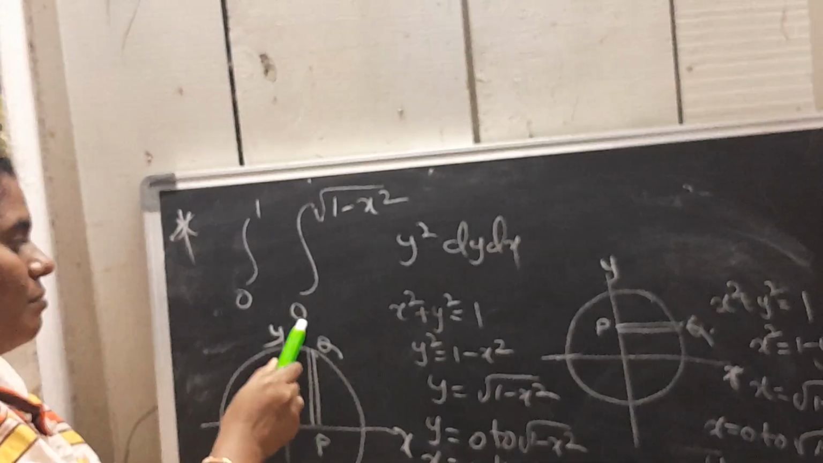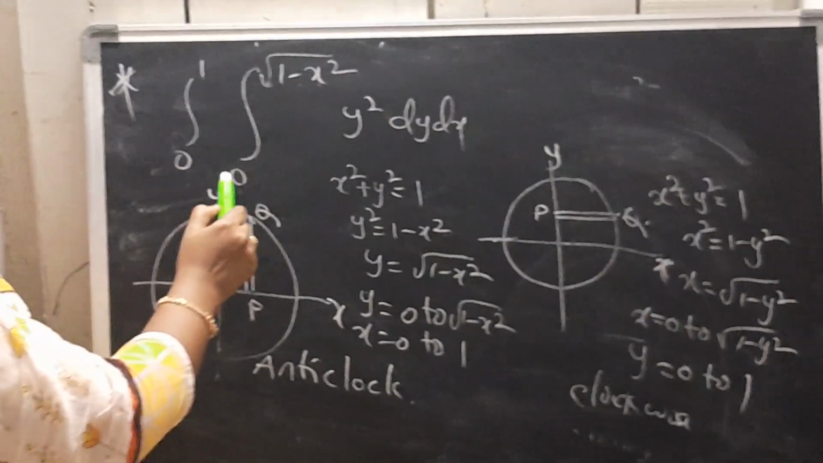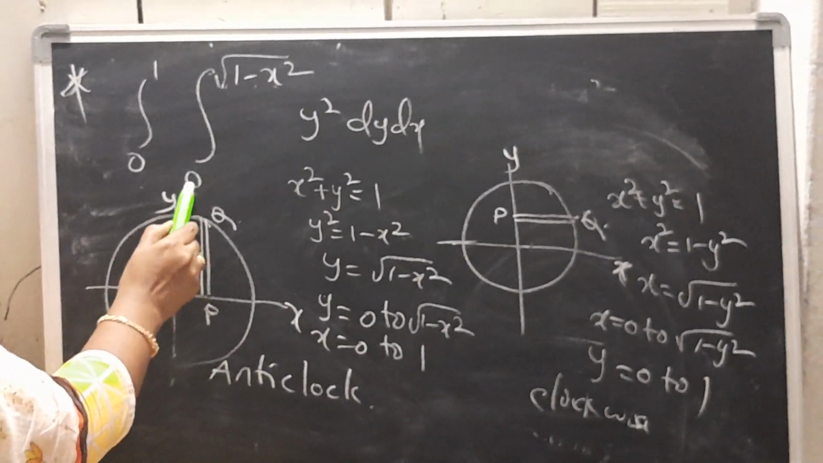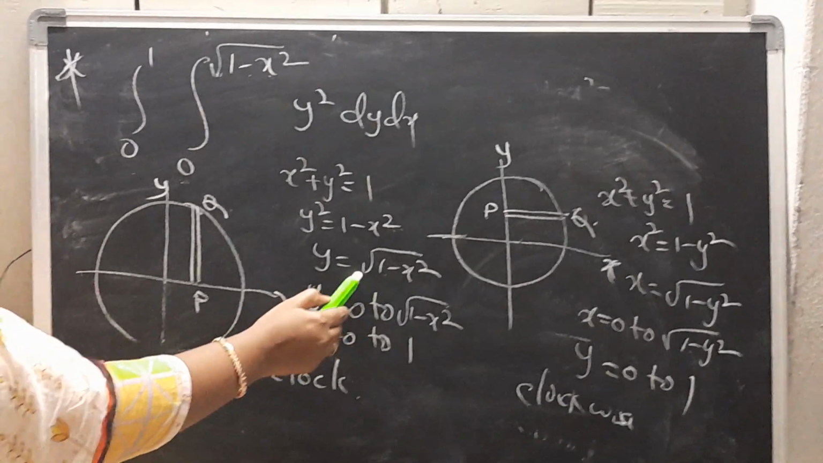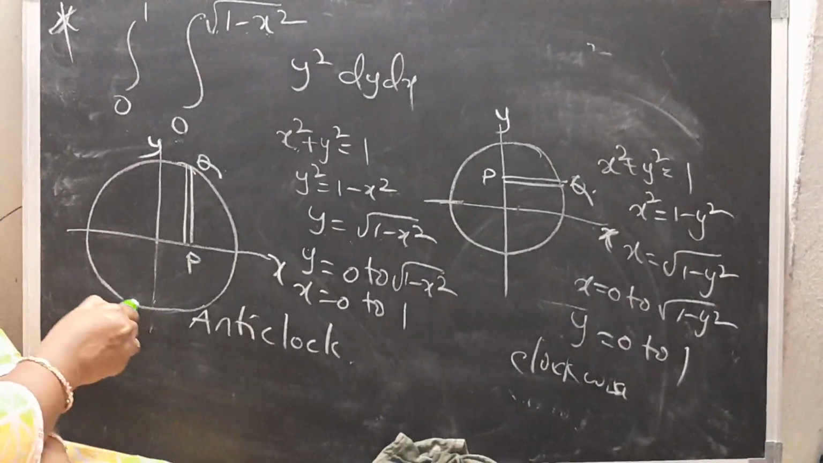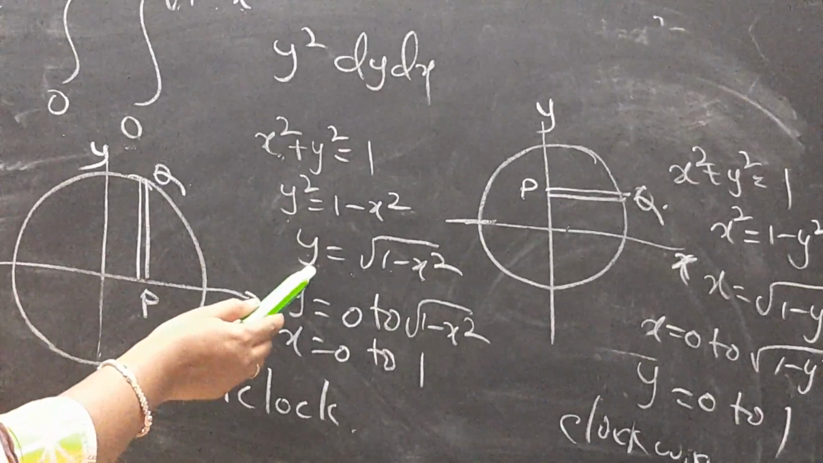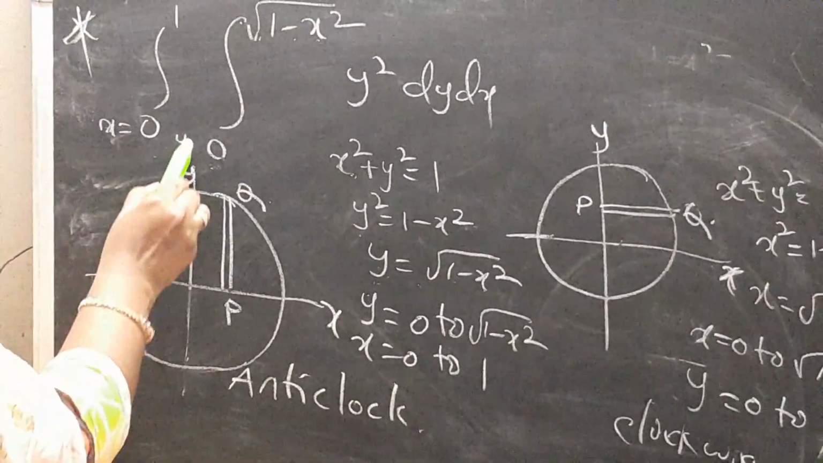Here, the inner limit is 0 to under root of 1 minus x square. It is an x term, so the y limits are given here. What are the y limits here? The y limits are under root of 1 minus x square. This actual equation is a circle equation. So this is the circle. Here y is the inner limit, x is the outer limit. Here this is x, this is y.